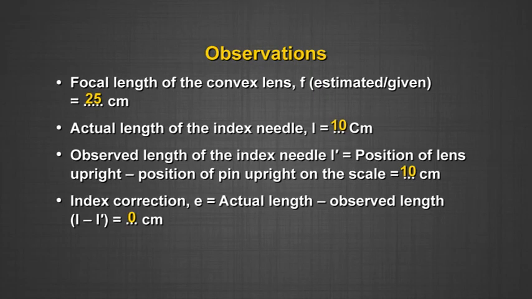In order to take the readings and start the setup, we need to first find out the rough focal length of our convex lens. And that is done by focusing any distant object on a plain notebook, wall, anything, and find the focal length using that. For this particular lens, the focal length is 25 centimeters.